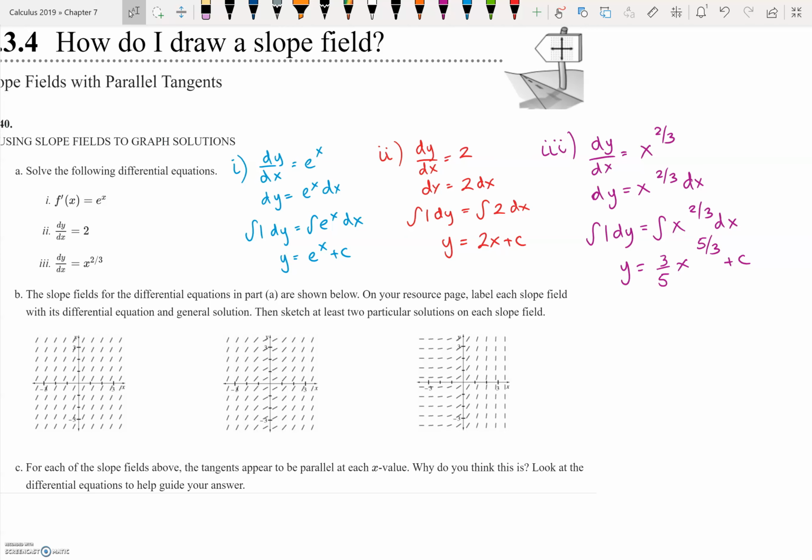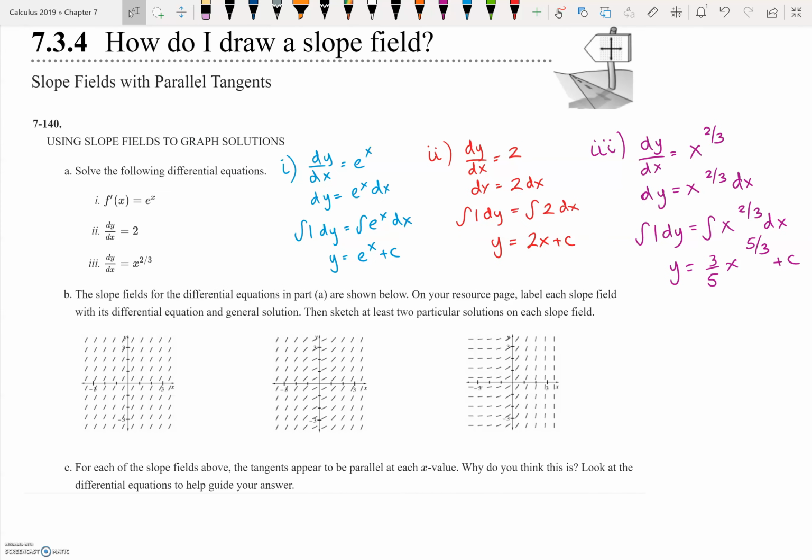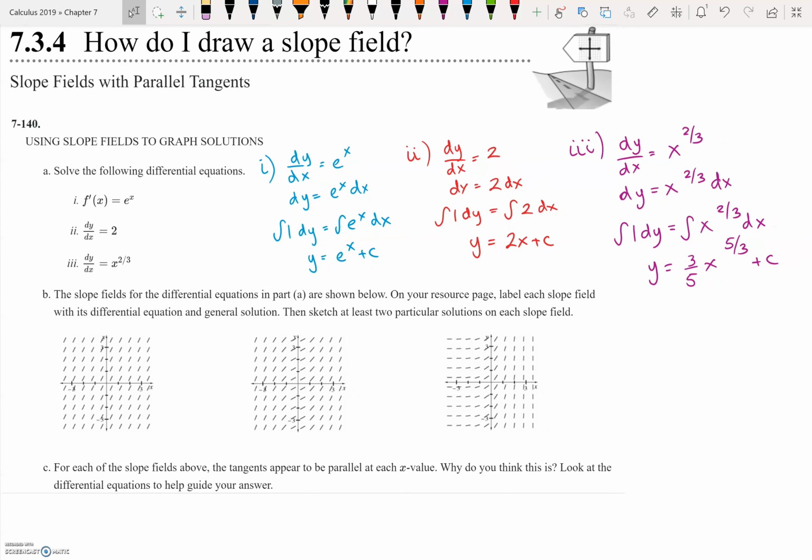So the next part here, it says there are 3 slope fields for the differential equations that we just did. We want to figure out which slope field matches the differential equations that we solved above. So why don't you go ahead and figure out which one matches which just by looking at their slopes. Pause the video and then I'll go through it.